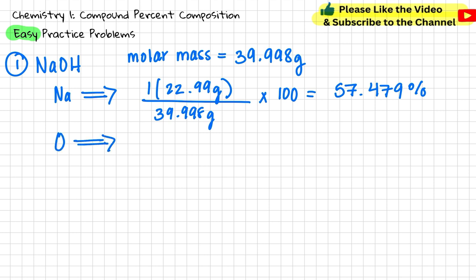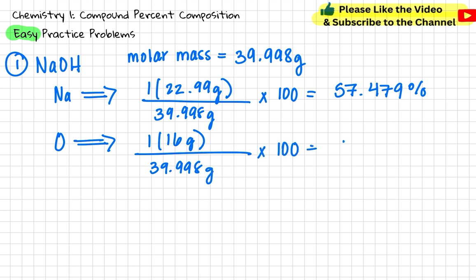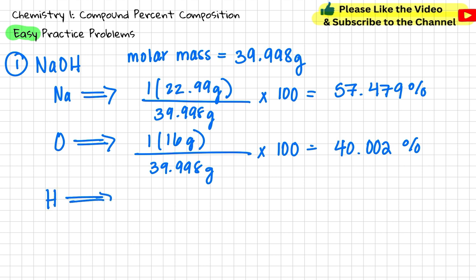Same process. Only one atom in the whole molecule of oxygen. It has a molar mass of 16 grams, all over 39.998 grams times 100. Doing the math in the calculator brings it to 40.002%. And then for hydrogen, same process.